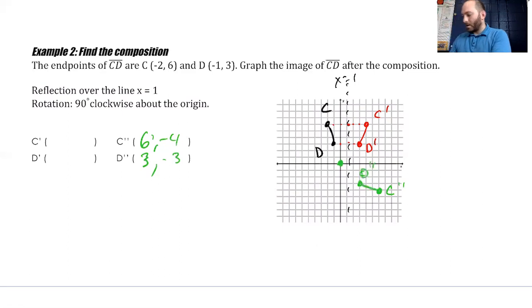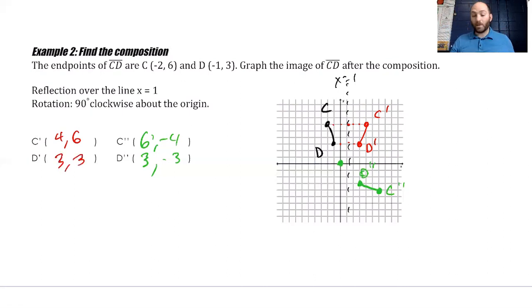Okay. All right. And I forgot to write down the other points. So when I did that, that was going to be at C prime was at, let's see here, 1, 2, 3, 4. And so 4, 6. And then D prime is at 1, 2, 3, 3.